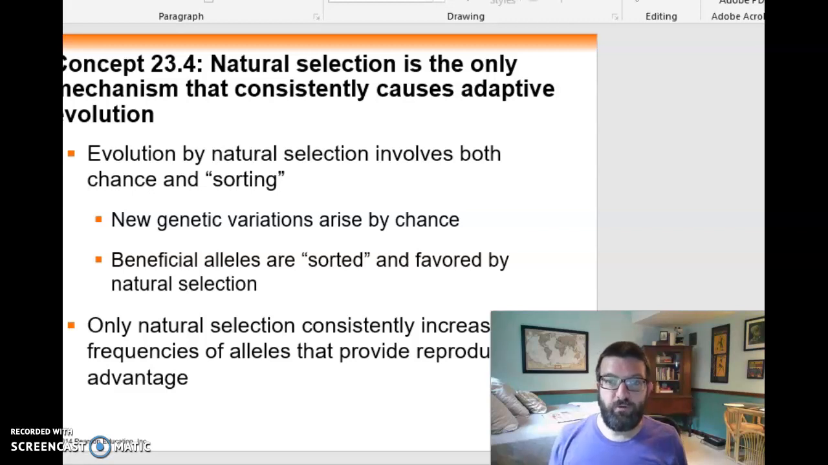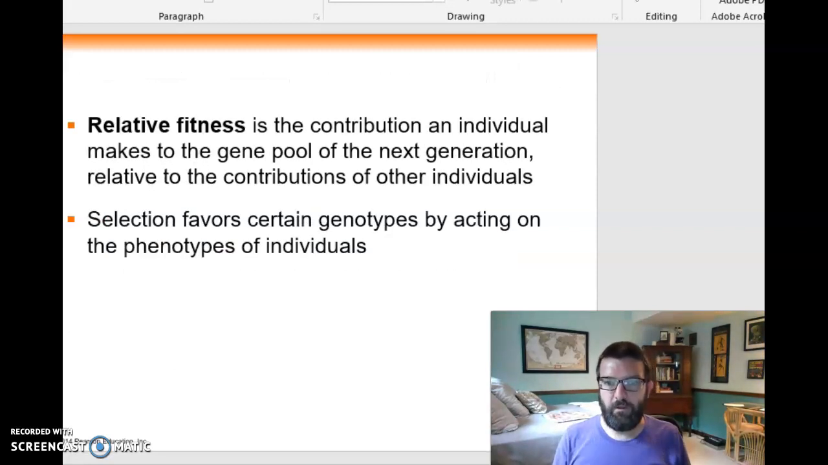So mutation can create genetic diversity by creating new alleles, and sexual reproduction can shuffle up those allele combinations, also giving you diversity. And then once you have genetic diversity, natural selection essentially sorts through that diversity, acts upon it to cause some alleles to increase their frequency in a population over time, and some alleles to decrease their frequency over time, or sometimes become eliminated altogether.